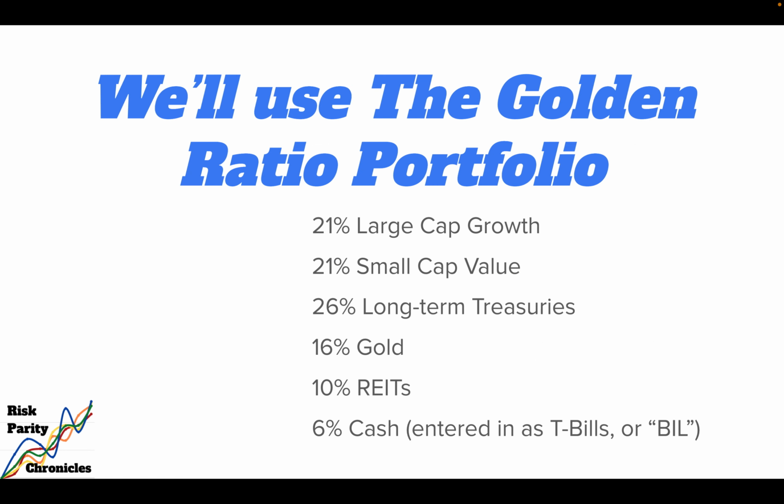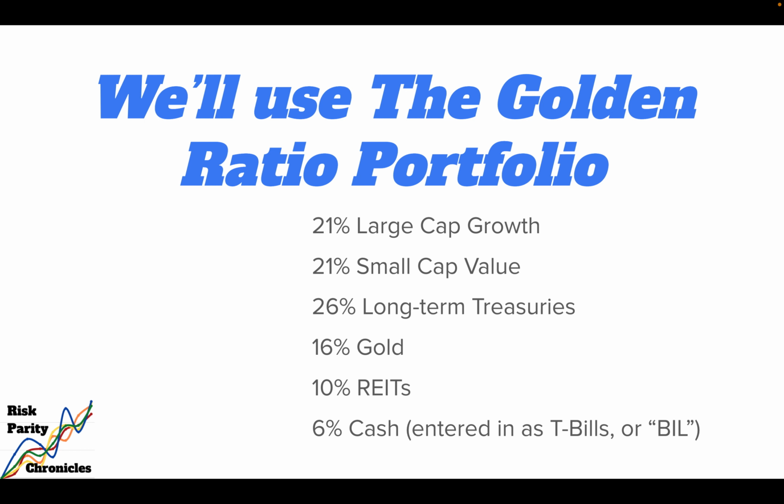How does it work? We're going to use Risk Parity Radio's Golden Ratio portfolio. So this is Frank's original. He's a big fan of mathematical symmetry, so you get this golden ratio of 42% U.S. equities. That's these two together make up that part of the ratio, and that's then followed by long-term treasuries at 26%, 16% of gold, 10% of real estate investment trusts or REITs, and 6% in cash.